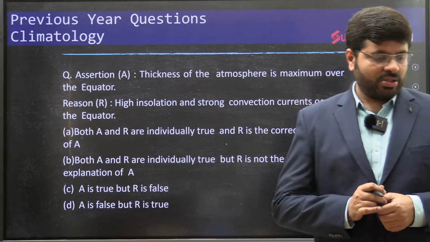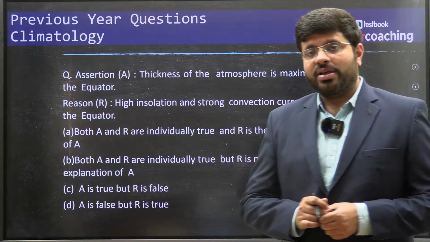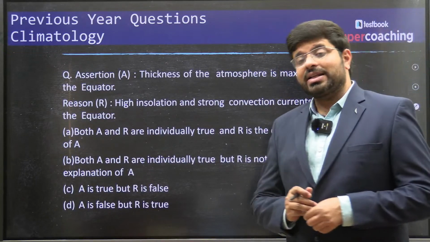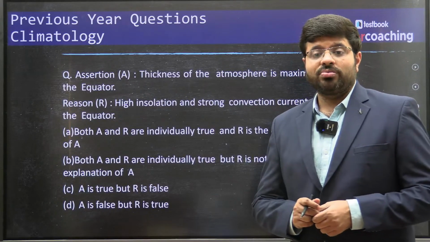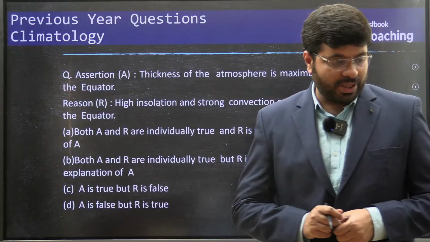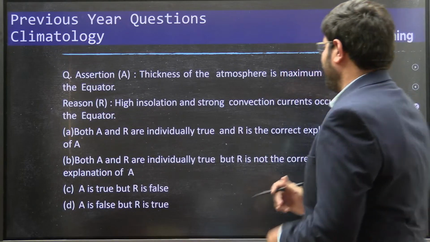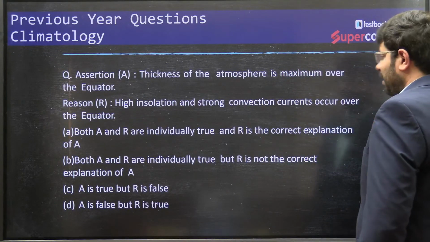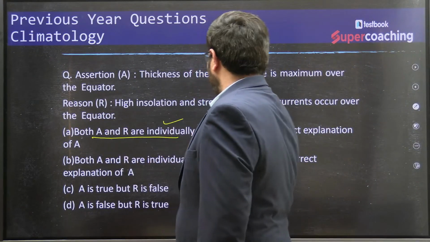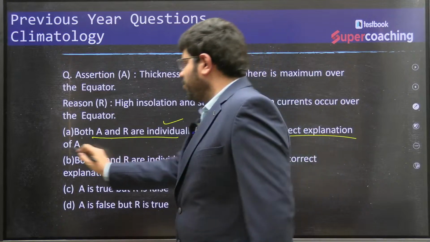See the question. Is the assertion right? Is the reasoning right? And is the reason the right reason for the assertion given above? Think. Yes, the answer is A. Definitely yes. Here you can clearly say that both A and R are individually true and R is the correct explanation for A.